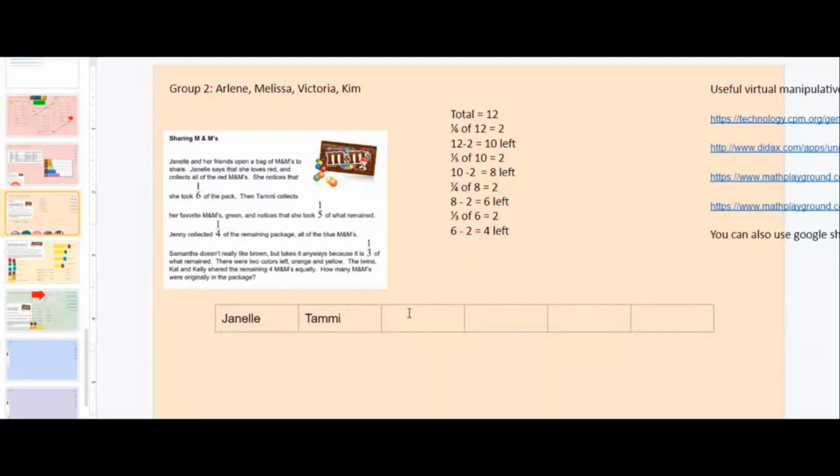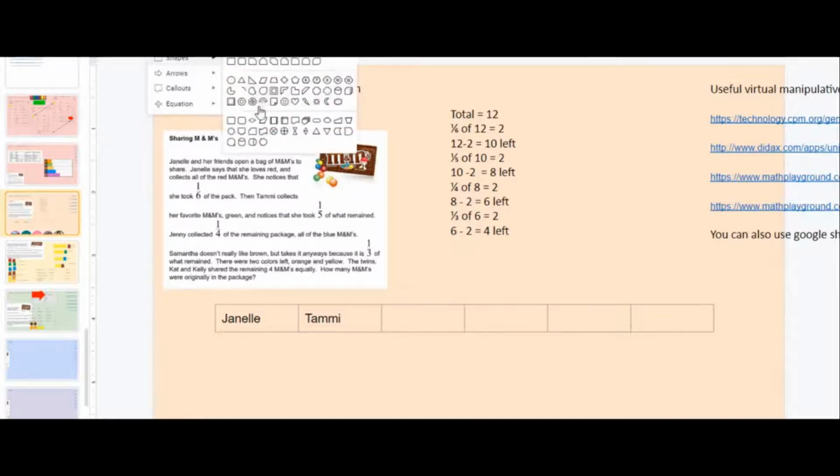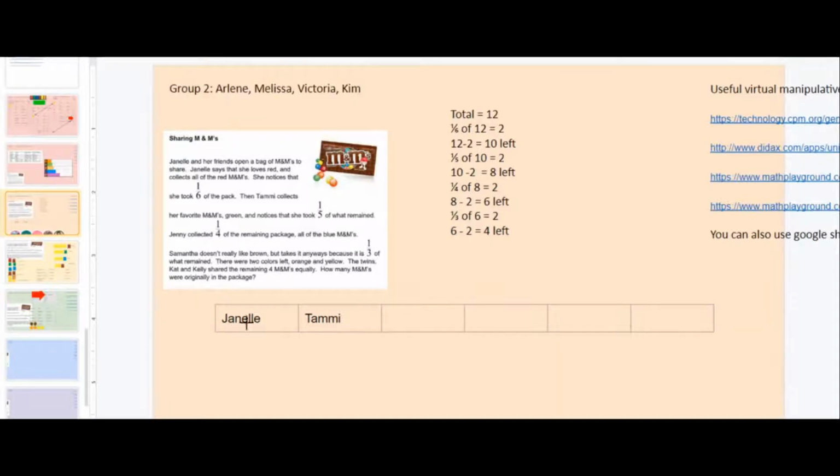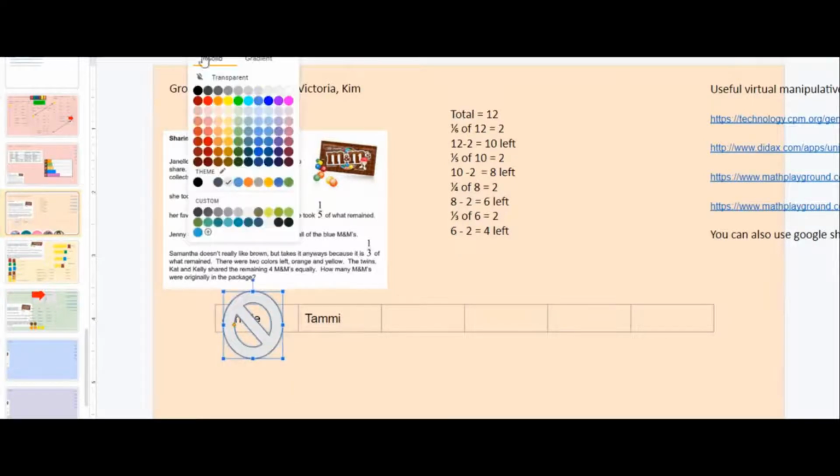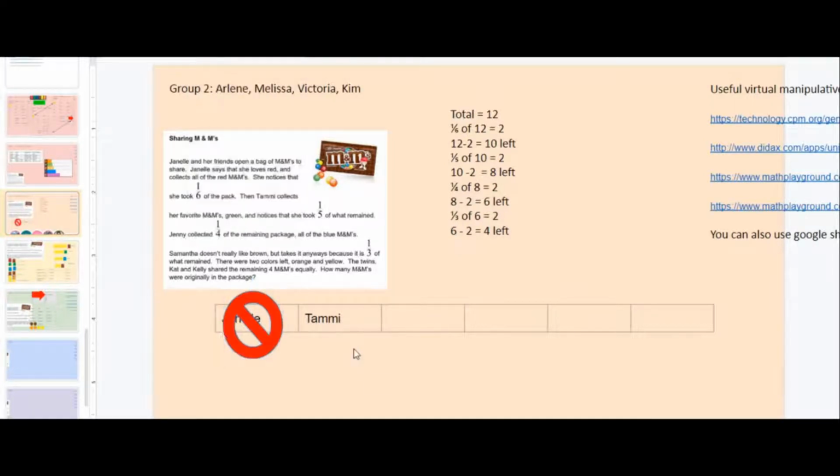Hold on a minute. Jenny, I think you just said that Tammy took 1/5, but she has the same amount as Janelle. Can you explain that real quick? So she took 1/5 of what was remaining. She didn't take 1/5 of the whole, which is different.